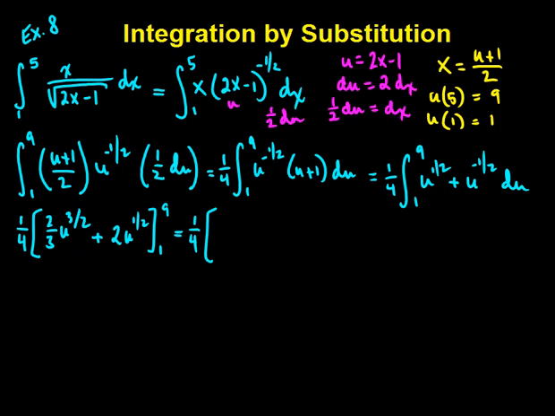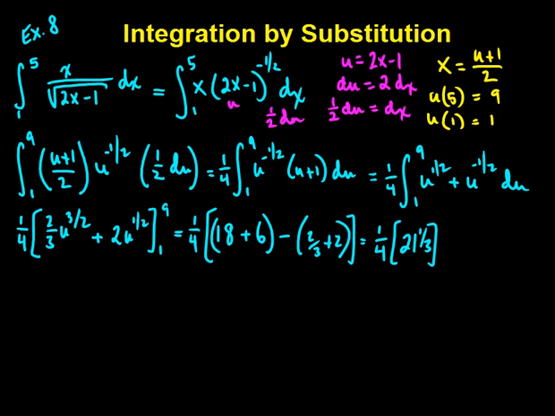So 9 to the 3/2 power is the square root of 9, which is 3, to the third, which is 27. And 2/3 of 27 is 18. 9 to the 1/2 would be the square root of 9, which is 3, times 2, which is 6. So when we evaluate the antiderivative at 9, we get 18 plus 6. Evaluating at 1, we're going to get 2/3 plus 2. That gives us 1/4 of 21 1/3, which is 1/4 of 64/3, which is 16/3.